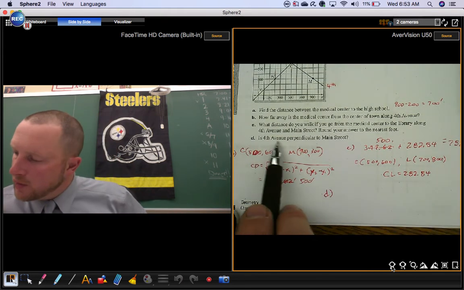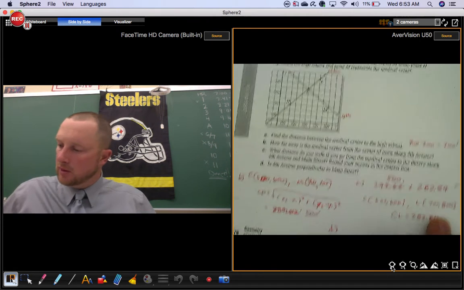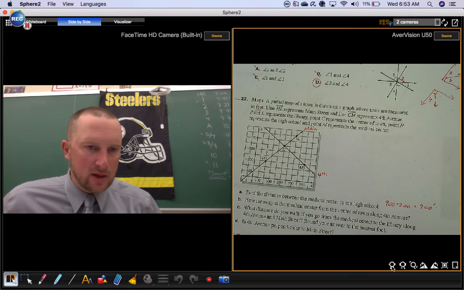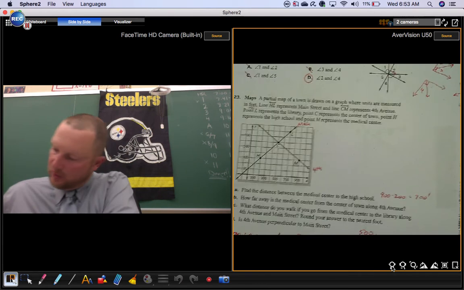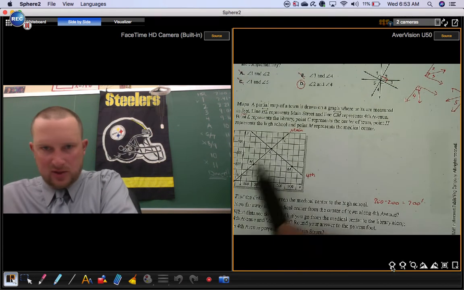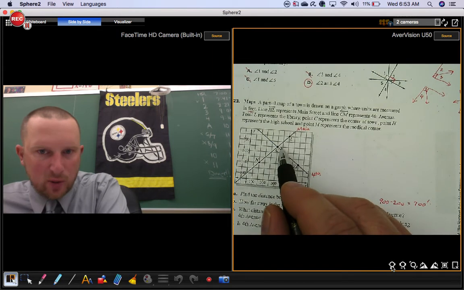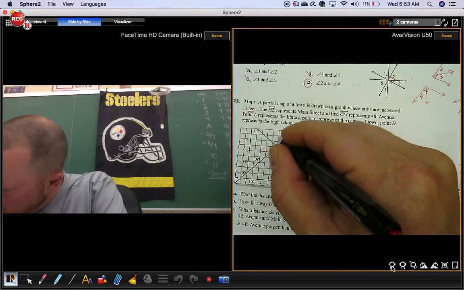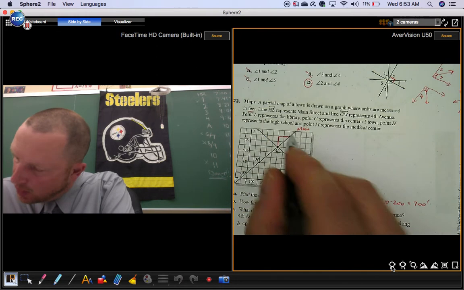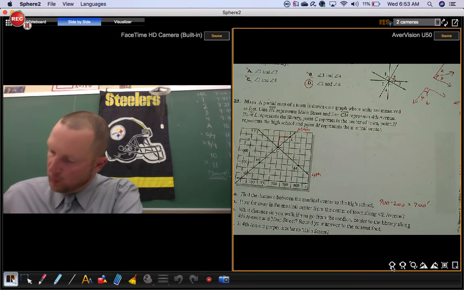Part D, is 4th Avenue perpendicular to Main Street? Well, let's look. Sure looks like it is. How do you figure something like that out? Well, you need the slopes of both. So let's find the slope of Main Street. It's obviously going to be positive because it's going uphill. I'm going to go from point C to point L, just counting rise and run. I'm going up 2, which is the equivalent of 200, and over 200. Up 200, over 200. That slope's just 1 over 1.